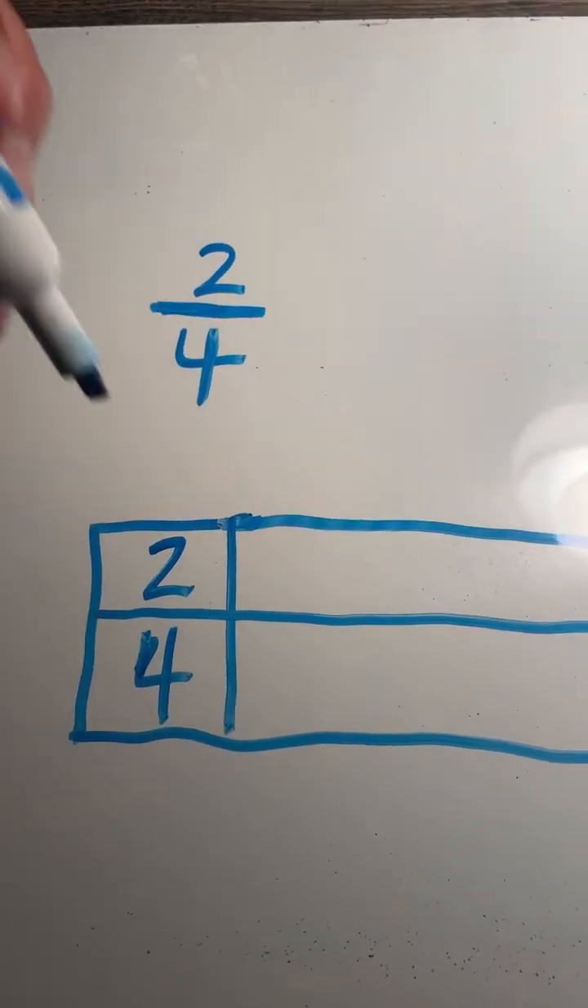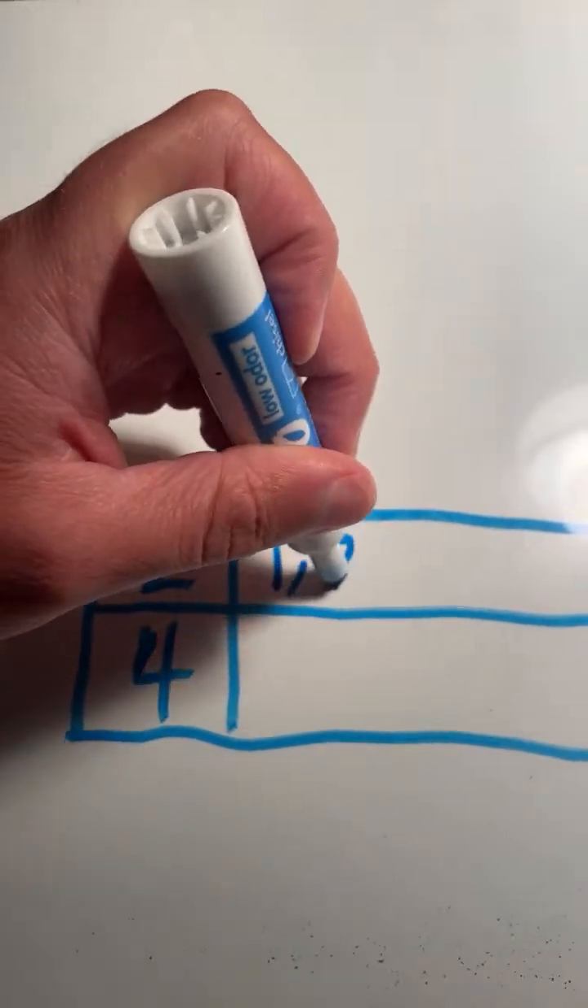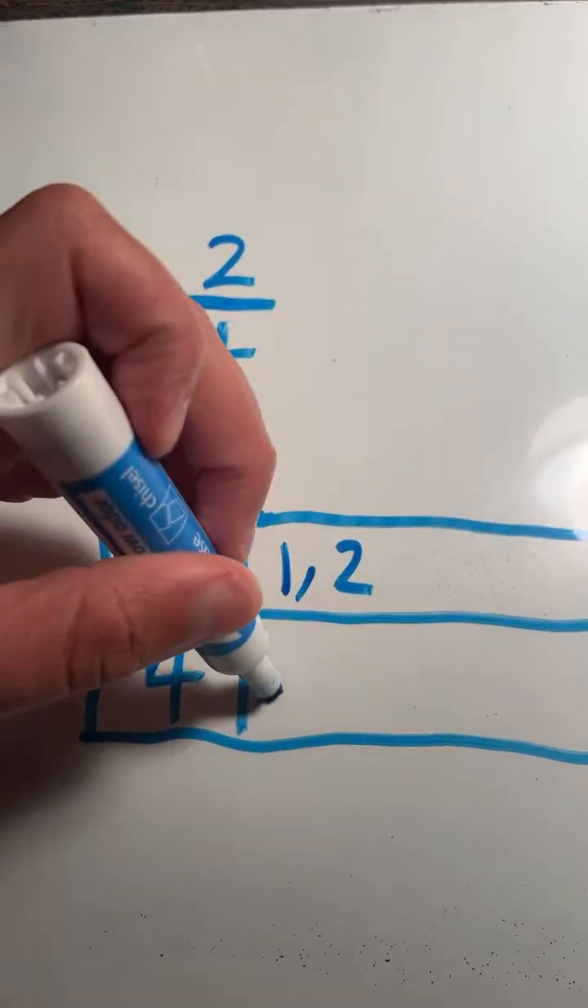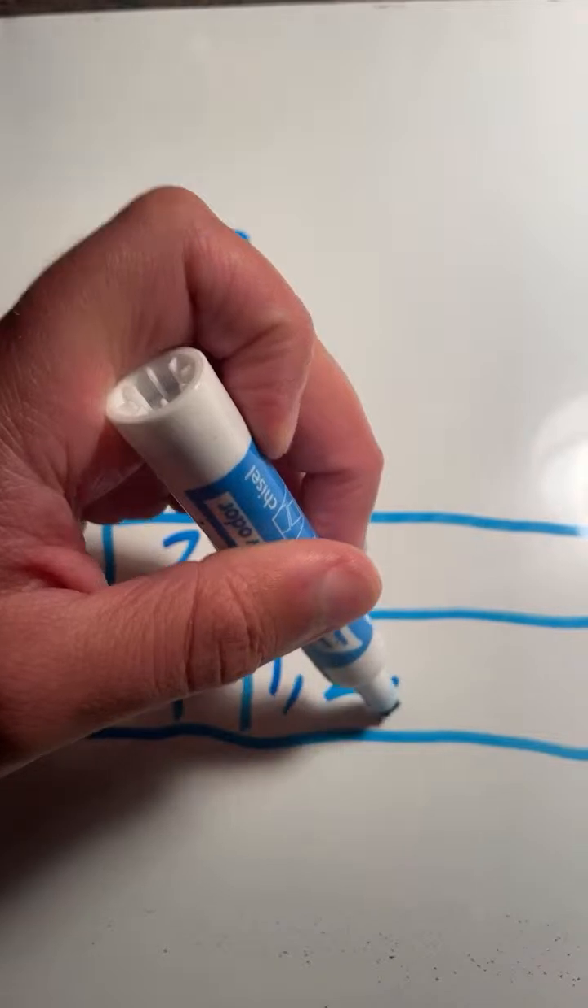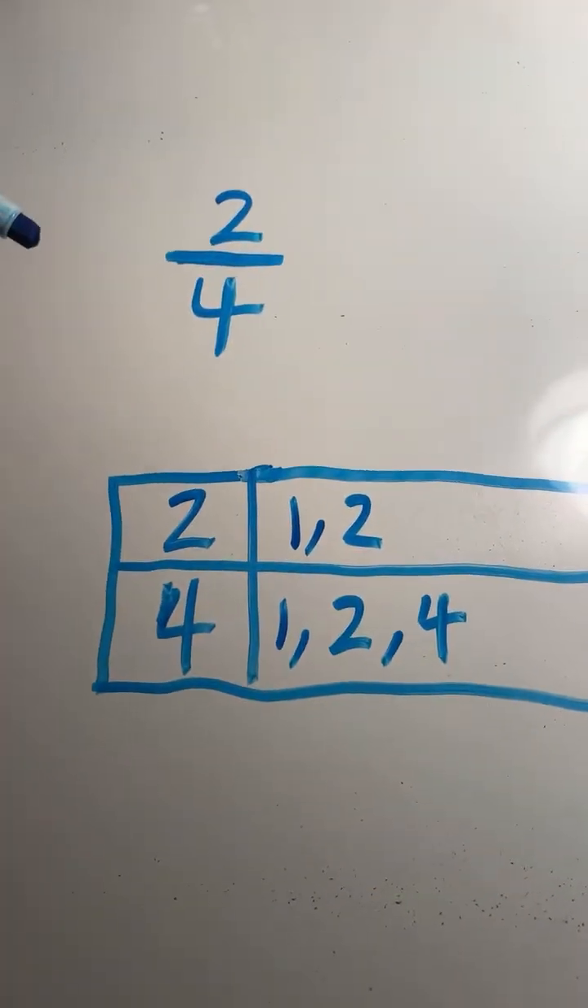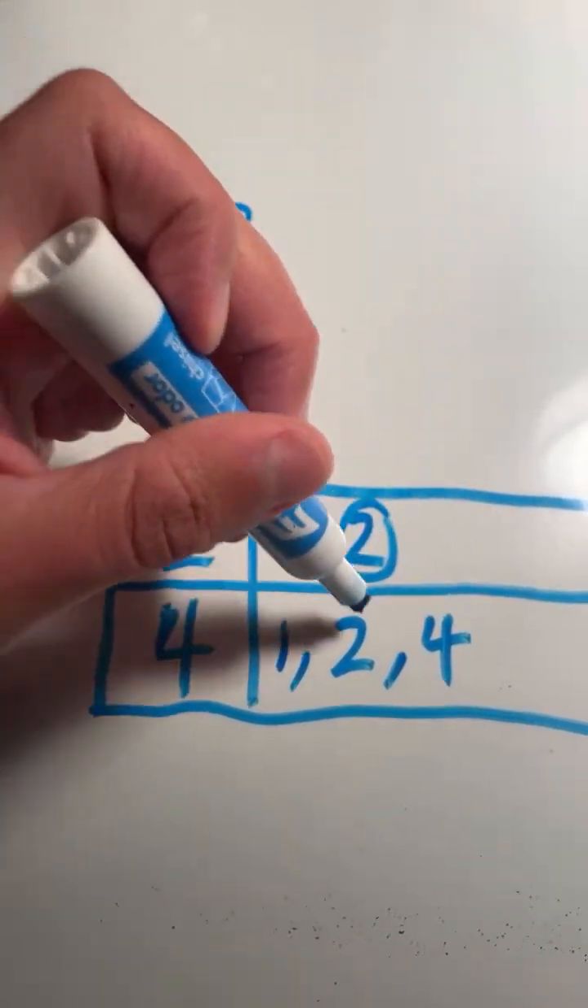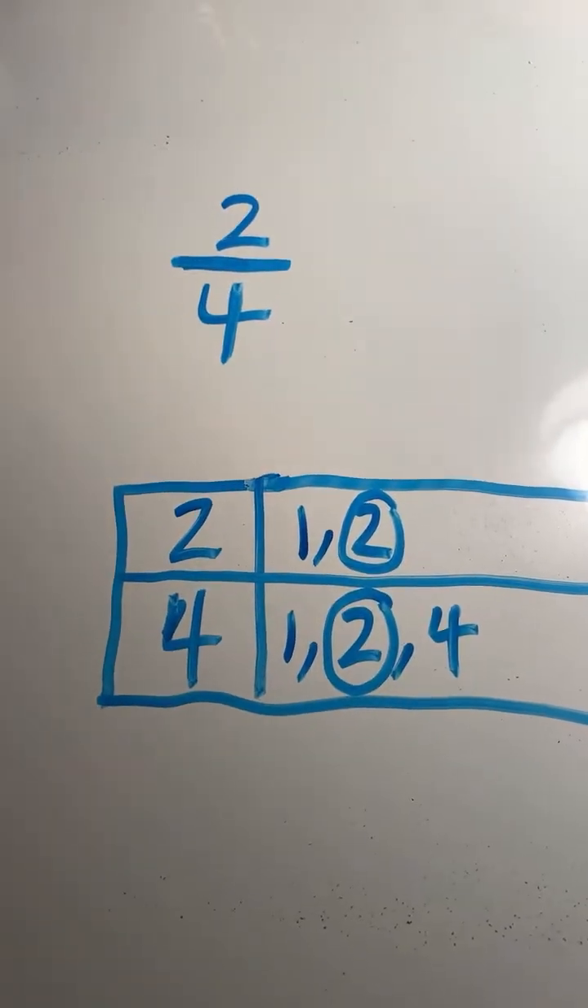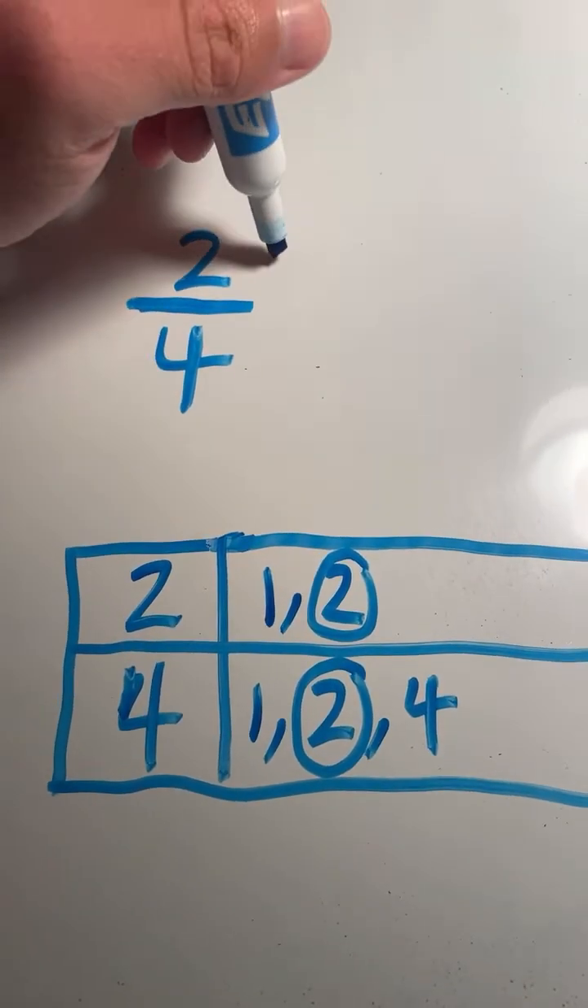So 2/4. So factors of 2, we have 1 and we have 2. Factors of 4, we have 1, we have 2, and we have 4. So the greatest common factor between 2 and 4 equals 2. So we have to divide our numerator and our denominator by 2.